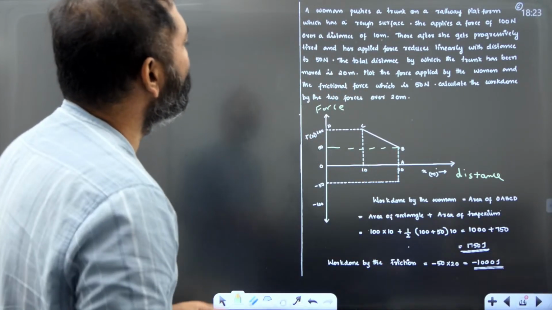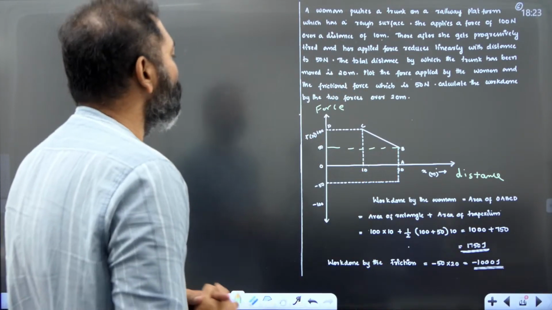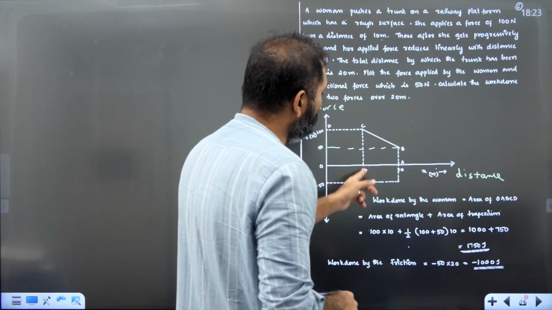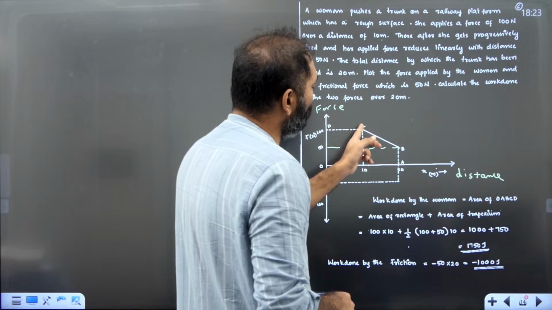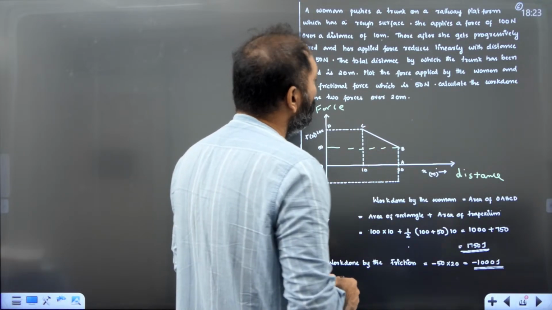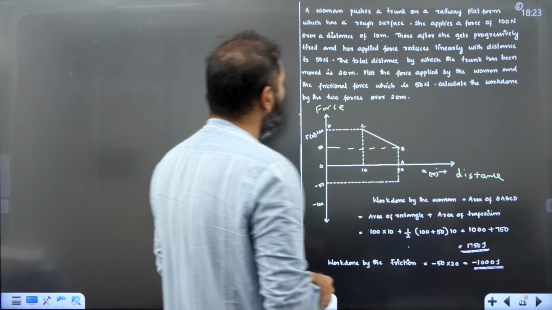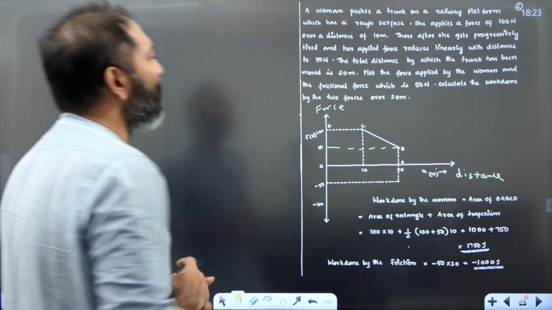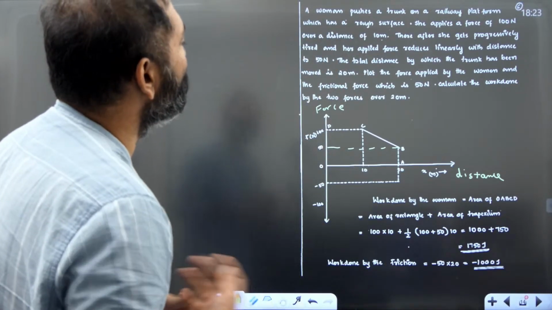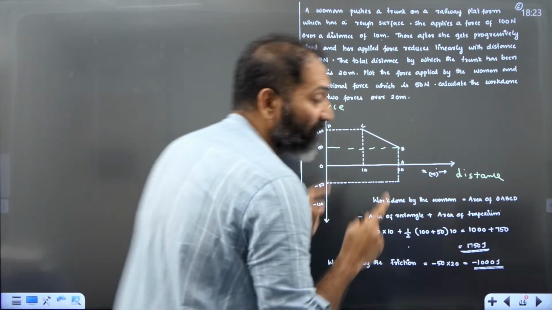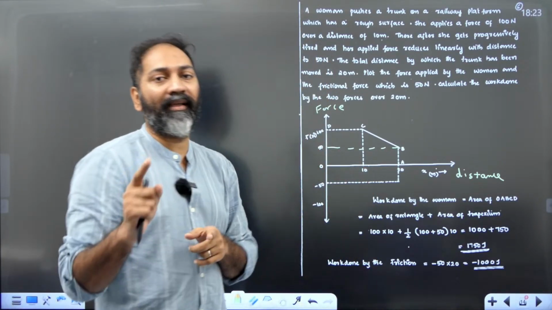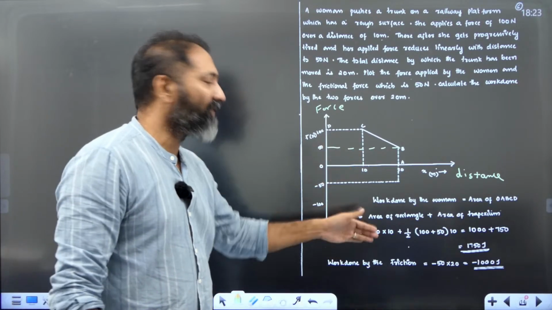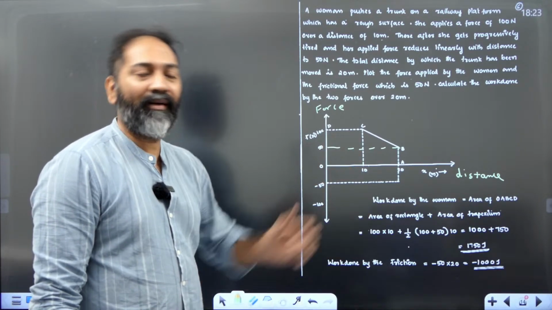The total distance by which the trunk has been moved is what? 20 meter. From 10 meter to 20 meter, force progressively decreases to 50 Newton. So total distance is 20 meter. Plot the force applied by the woman and the frictional force, which is 50 Newton. Remember, frictional force remains the same throughout. It is 50 Newton, so frictional force is drawn below the x-axis, on the negative y-axis.